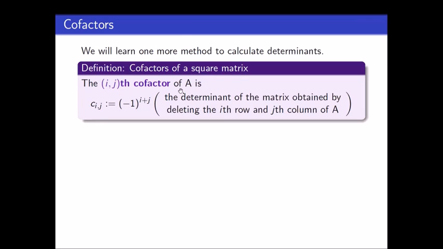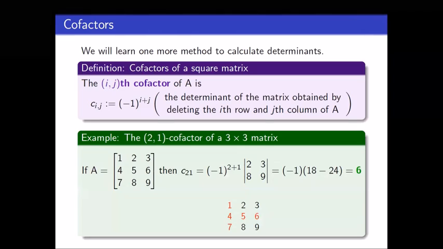So for a given square matrix A, its ij-th cofactor is -1 to the i plus j times the determinant of the matrix obtained by deleting the ith row and the jth column of A. So for example, if we have this 3 by 3 matrix, its 2,1 cofactor is given by -1 raised to the 2 plus 1 times the determinant of [2 3; 8 9], because that is what we get when we delete the second row and the first column.